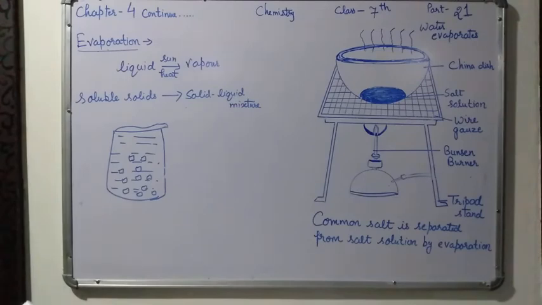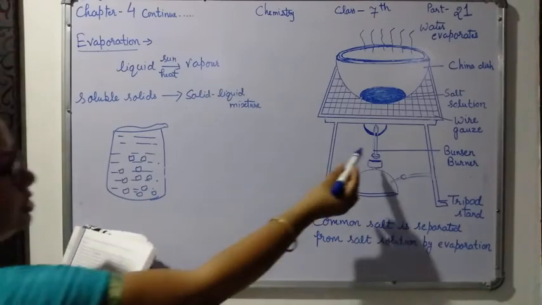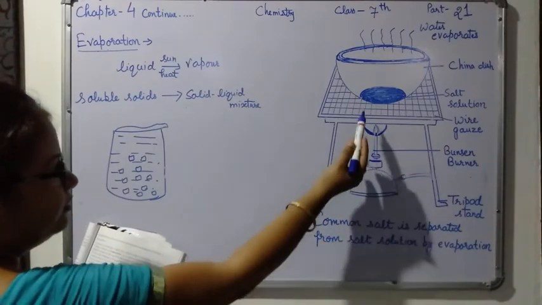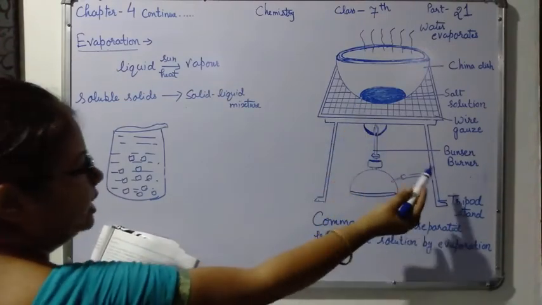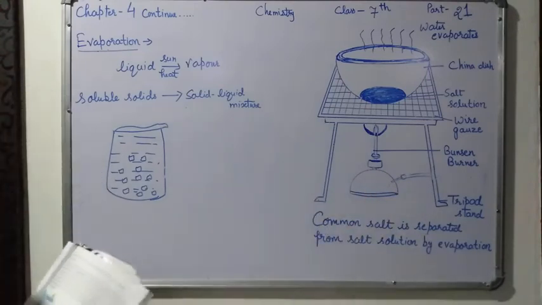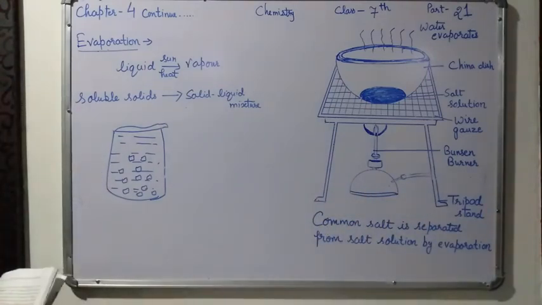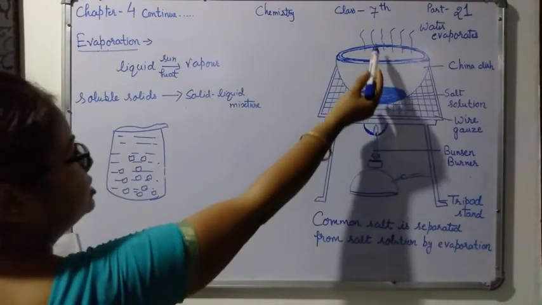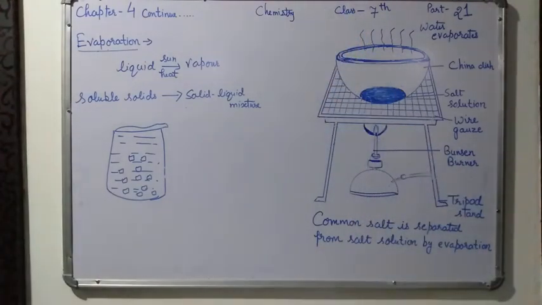Okay, you have to take the salt solution in a china dish and place it on the wire gauze placed on the tripod stand. Then you have to light the burner and heat it. What you will observe? You will observe that the amount of the solution begins to reduce, and after some time a white residue is left behind in the china dish.